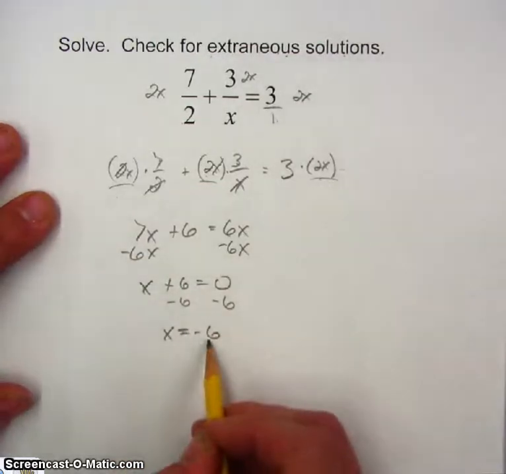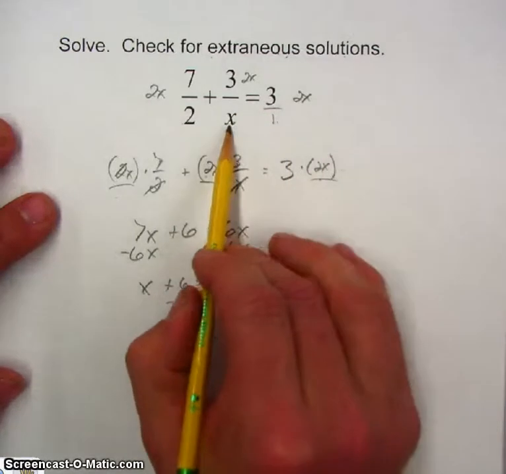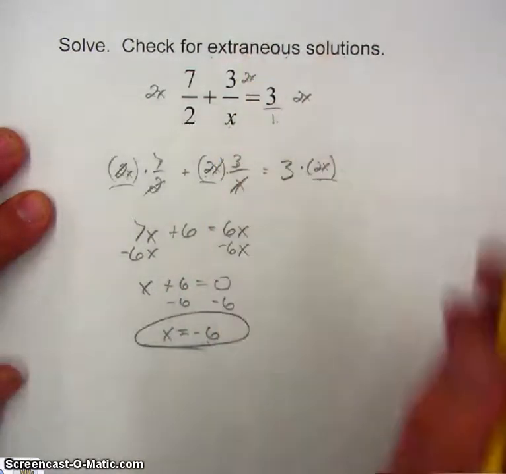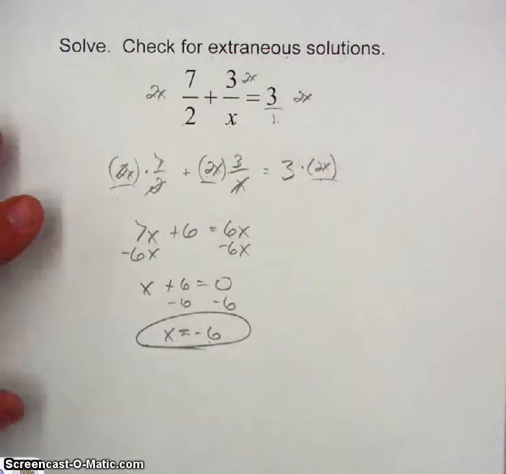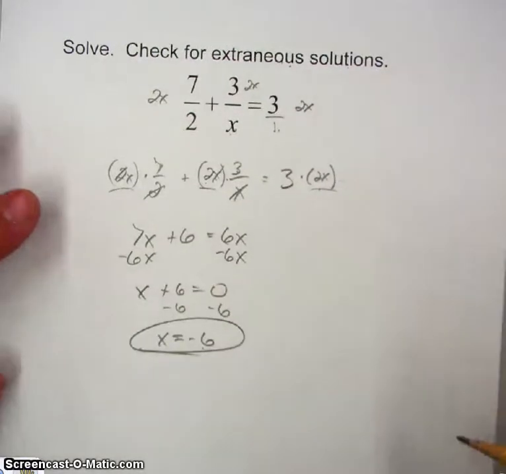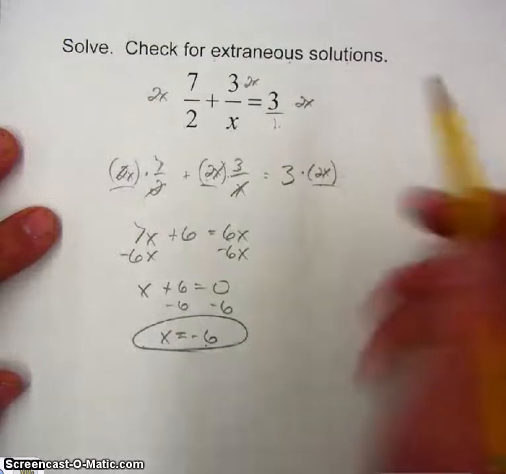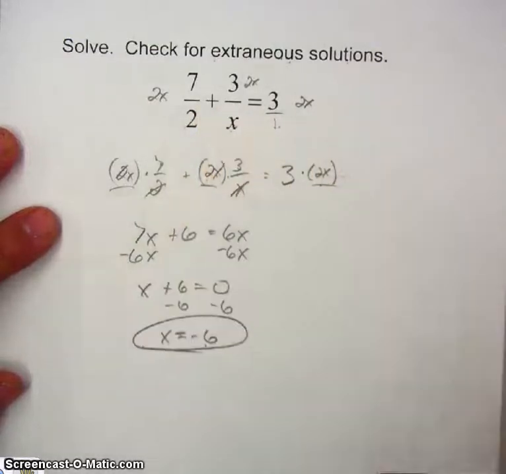Alright, then go back, plug it into the denominator here, and that's not 0, so therefore this works, and in this case there's no extraneous solutions. So in this video I was just doing the same thing, except that I introduced more terms into the equation.